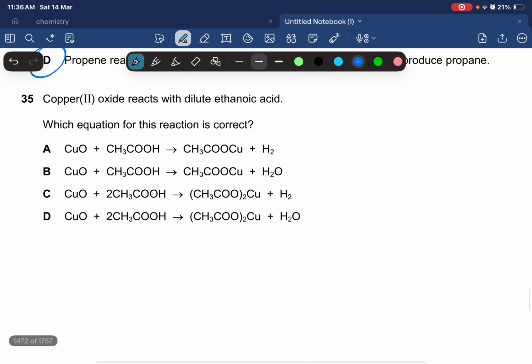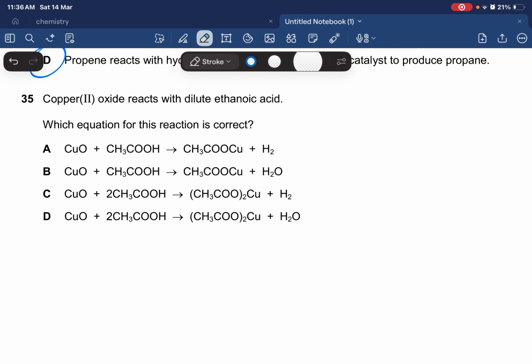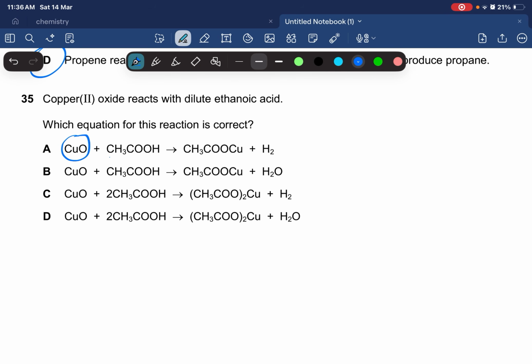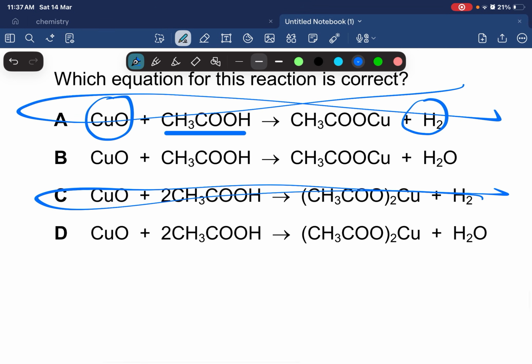Copper 2 oxide reacts with dilute ethanoic acid. Which equation is correct? So we have an oxide, and then we have an acid. How can we form hydrogen? That's base plus acid. So we're not gonna form hydrogen, so cross and cross. And since we know copper has a charge of 2 plus, we need a 2 over here because we know one ethanoate ion has a charge of -1. So we need a 2 over here to balance this copper.